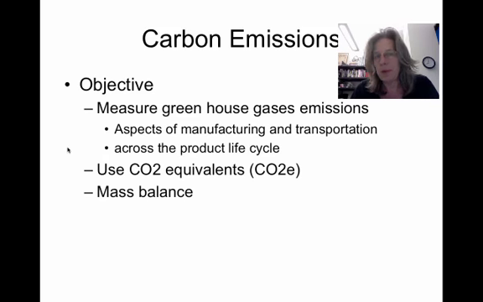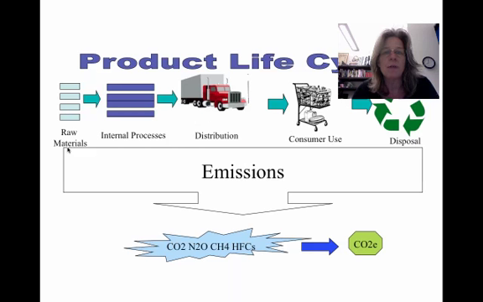One of the ways that people are thinking about doing this is to convert everything into carbon emissions. So we might want to look at measuring all the greenhouse emission associated with the aspect of the manufacturing and transportation across the whole product life cycle. And what people are trying to do is convert these things to CO2 equivalents. So whatever greenhouse gas is produced, we convert it to CO2. When we do this, we can actually do some kind of mass balance in the whole system to make sure we're keeping track of all of the CO2.